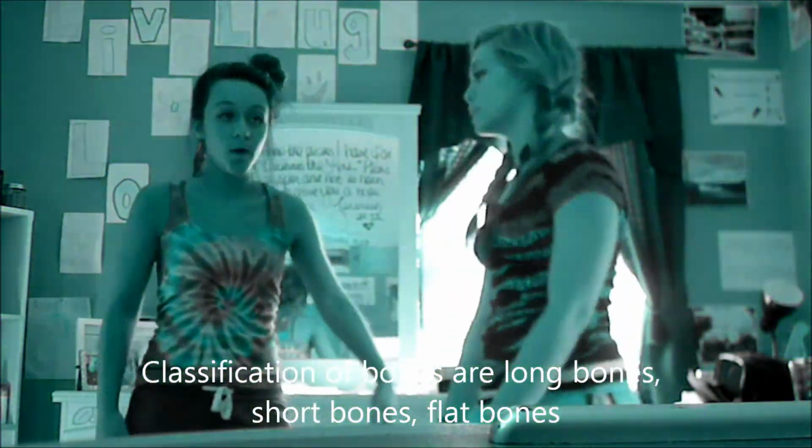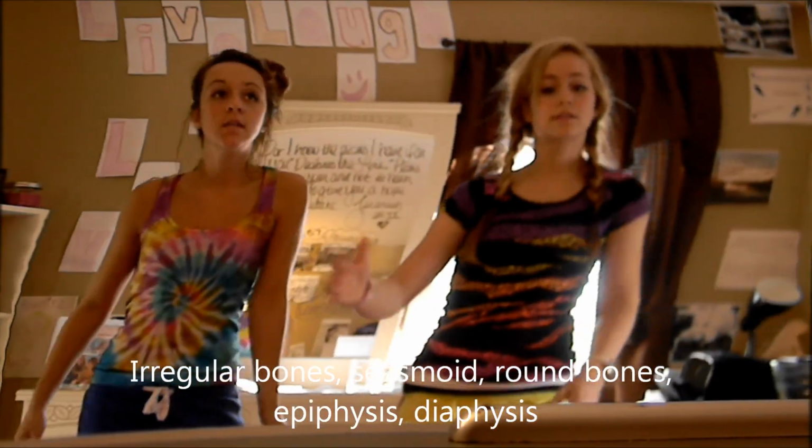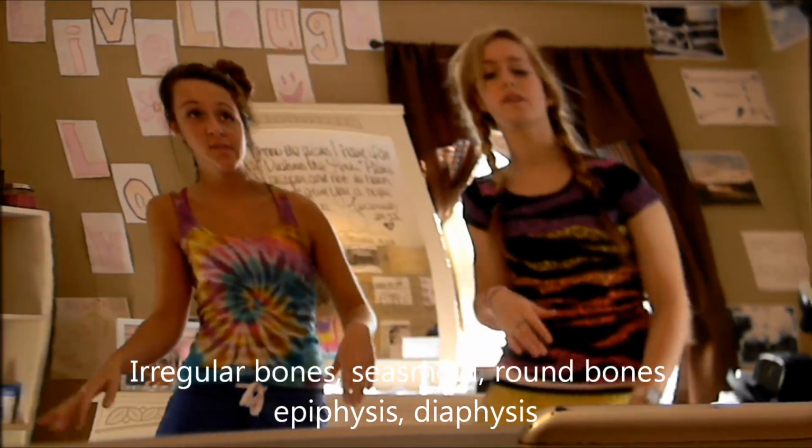Classification of bones are long bones, short bones, flat bones, irregular bones, sesamoid round bones, epiphysis, diaphysis. Periosteum, compact bone, spongy bone are the parts of a long bone.